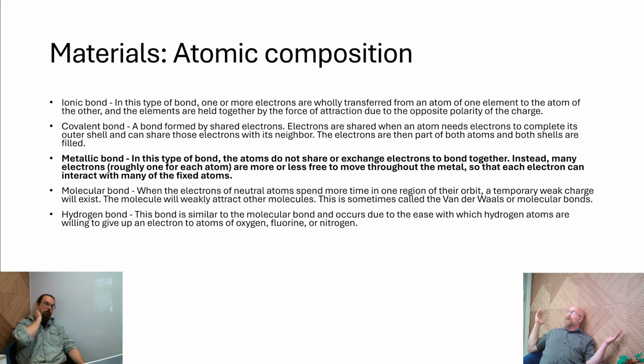We're talking about metallic bonds, which is the next one. That's the one in bold. In metallic bonds, the atoms do not share or exchange electrons to bond together. Instead, many electrons are more or less free to migrate through a metal. They're free floating, so that each electron can interact with many of the fixed nuclei.